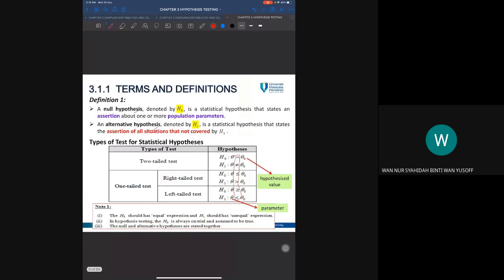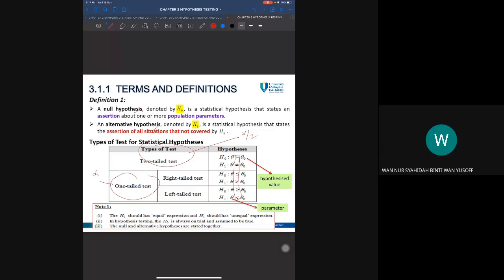If you have any question, you can interrupt me anytime. So we have the type of test. This is important, because based on this we know what happens to the alpha. If you have one tail, it is just alpha in our critical value. If you have two tails, it will be alpha over 2. It is important to know this, especially for the traditional method.